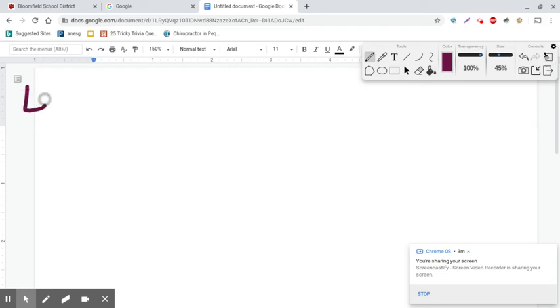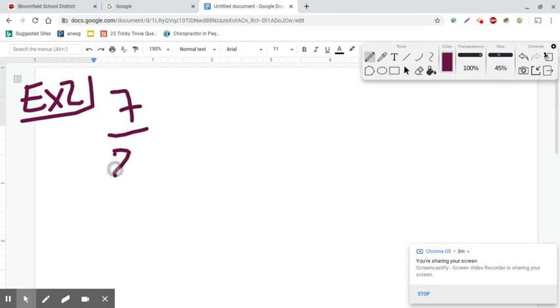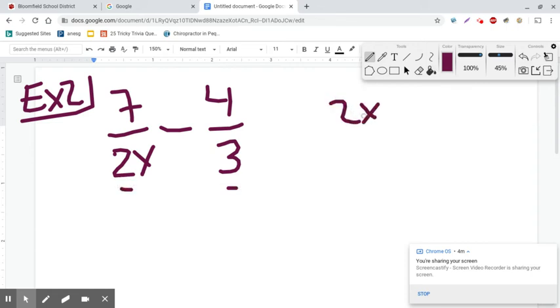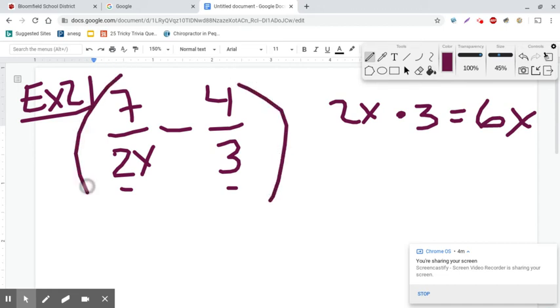All right, guys, next example, we have example 2. All right, example 2 is going to be 7 over 2x minus 4 over 3. All right, so the first thing we want to do is find that common denominator. So we're going to look at our 2x and our 3. 2x times 3 gives us 6x. That means we are going to multiply everything by 6x. Okay, so when we do that, 6x times 7 is 42x.